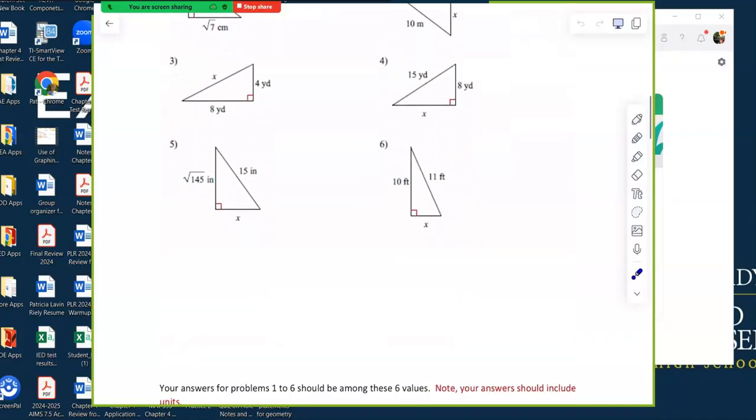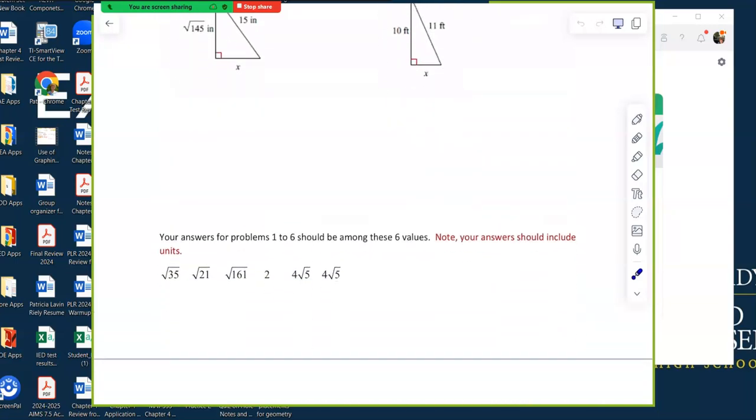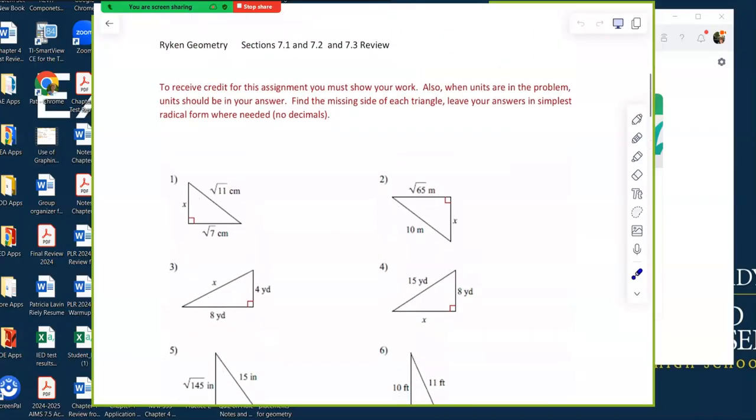So we have how many problems? We have 6 problems, and down here, if you're trying to do it by yourself, here are the answers that should be among the 6 values. Okay, so let's see if we can figure this out.